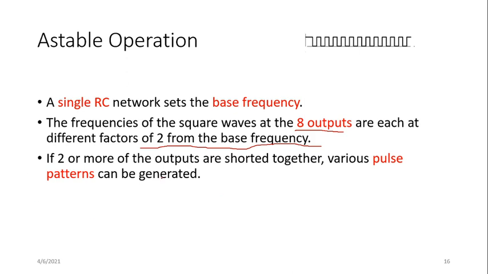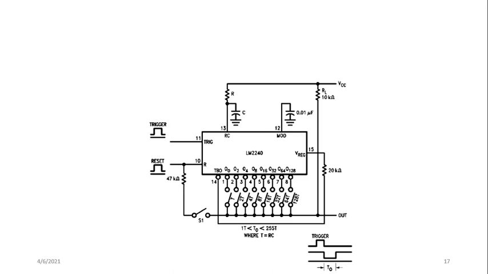If two or more of the outputs are shorted together, various pulse patterns can be generated. Now this is interesting: how you can generate a different pulse pattern. So this is the circuit diagram, showing how you can connect the LM2240 for various configurations. I hope you are now familiar with all the pins. We will see what is inside the LM2240 or IC2240, and then we will stop here.